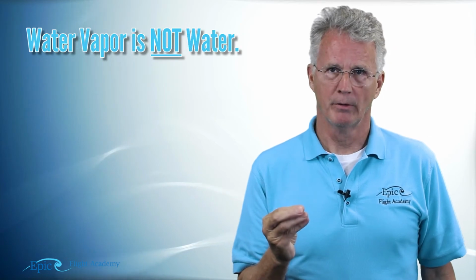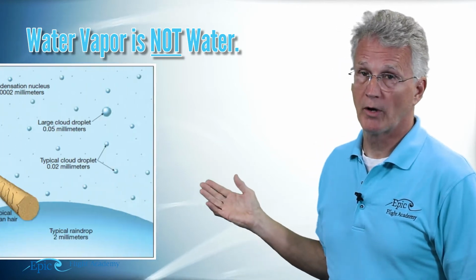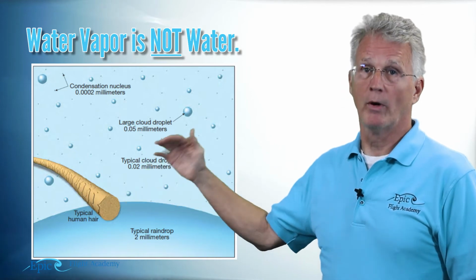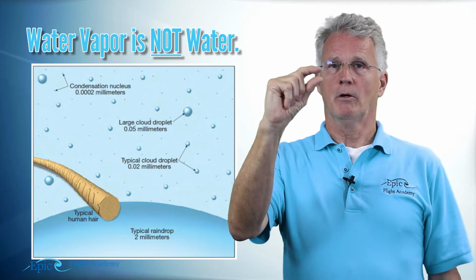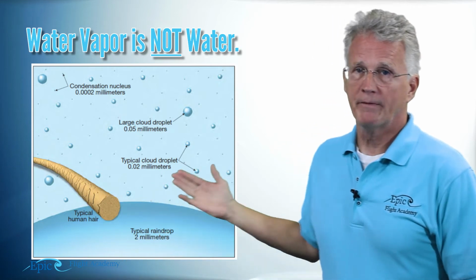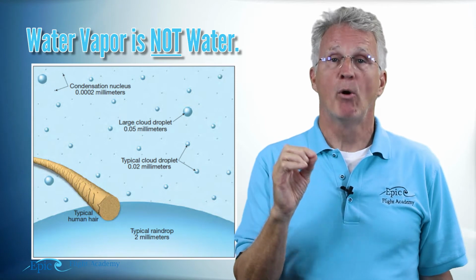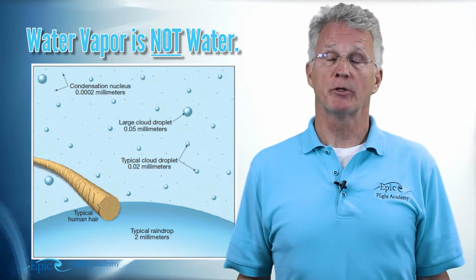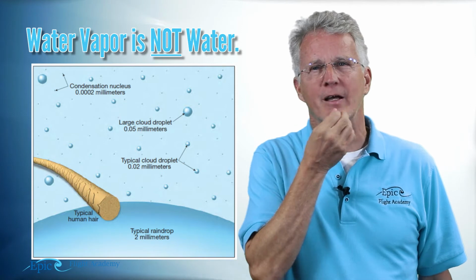Water vapor is not water. As you can see on this graphic, we've blown up a human hair and we see a typical raindrop of approximately 2 millimeters across. Now, 2 millimeters, it's about that. You can see that with your naked eye. In our graphic here, we're showing water vapor, and that is about 0.02 millimeters across. I can't even see that with my naked eye. That water vapor is suspended in the air. Well, how does that affect my performance?